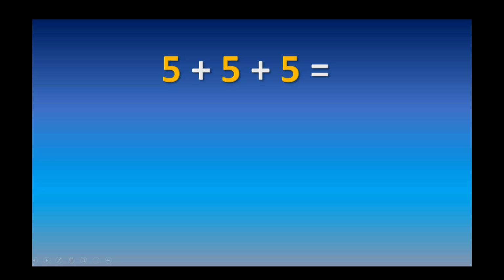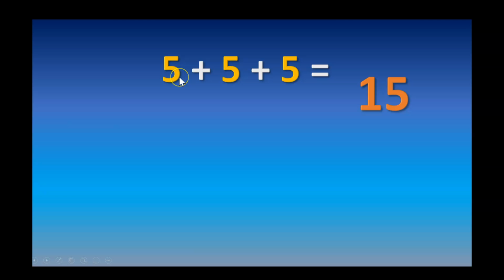If we add 5 plus 5 plus 5, we of course get the answer 15. But in order to do that, we have to use 1, 2, 3, 4, 5, 6 symbols. In math, we want to make sure that our problems are written as efficiently as possible, with as few symbols as necessary. And so we can make this problem much shorter by turning it into multiplication.